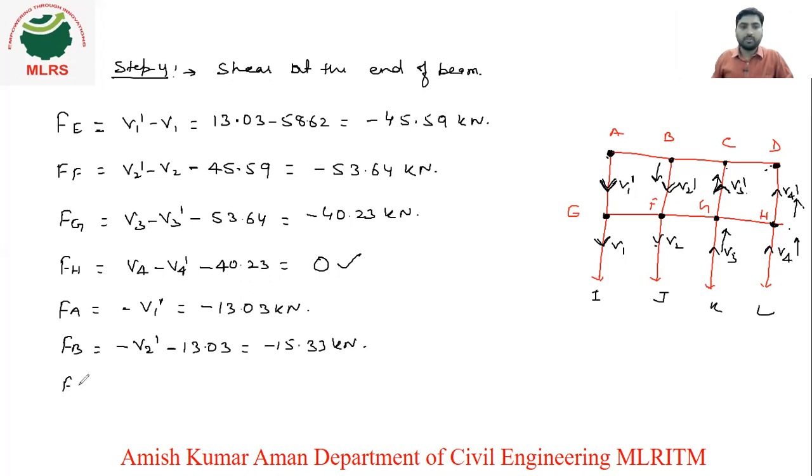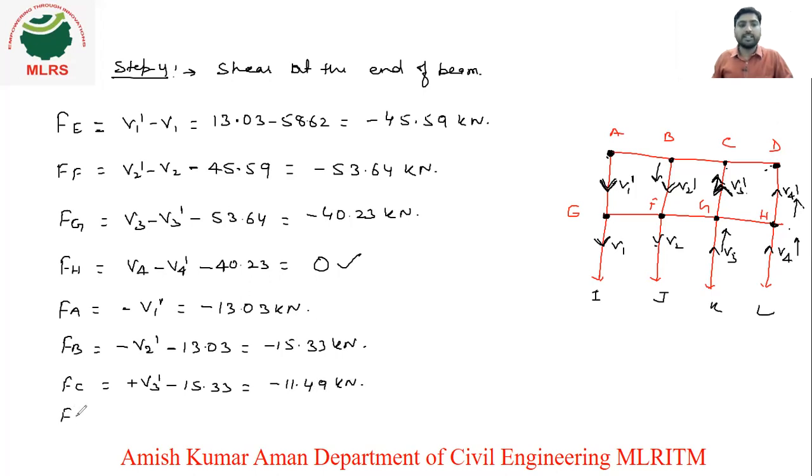Similarly, we will go for the third one, C. At C, you can see V3 dash is coming towards the joint. So V3 dash we will take as positive, and whatever value we got in the second step at joint B, that is minus 15.33, we will repeat here, minus 15.33. So it will be minus 11.49 kilonewton.